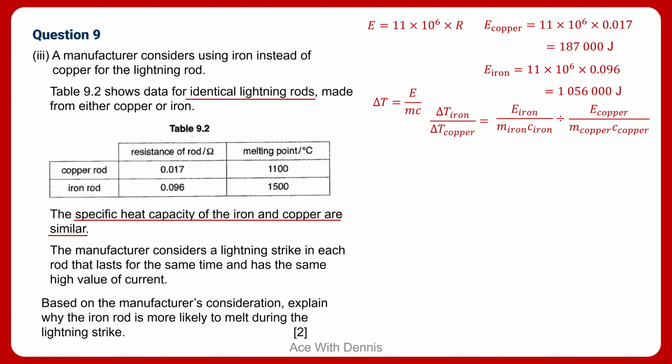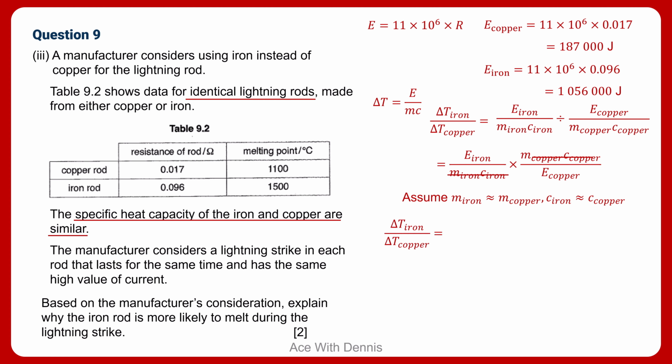Then mathematically, we change the division sign to a multiplication sign, and from here we can cancel out the mass of iron times the specific heat capacity of iron with the mass of copper times the specific heat capacity of the copper, because we assume that the mass of iron is similar to the mass of copper, and the specific heat capacity of iron is similar to the specific heat capacity of the copper.